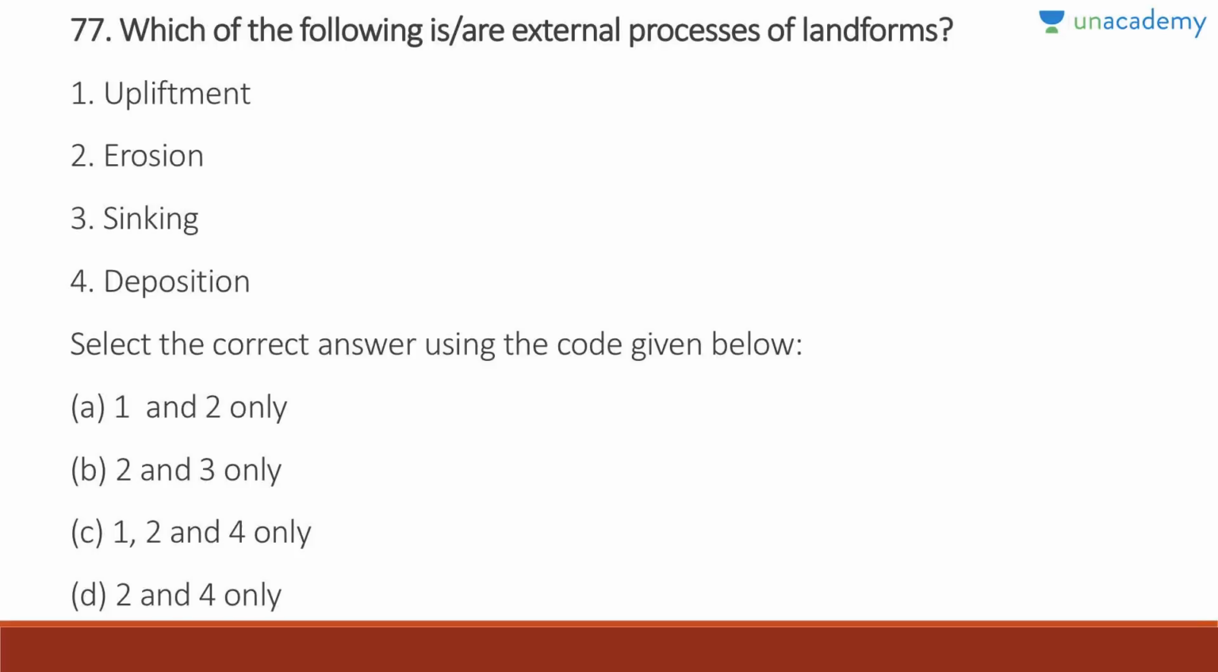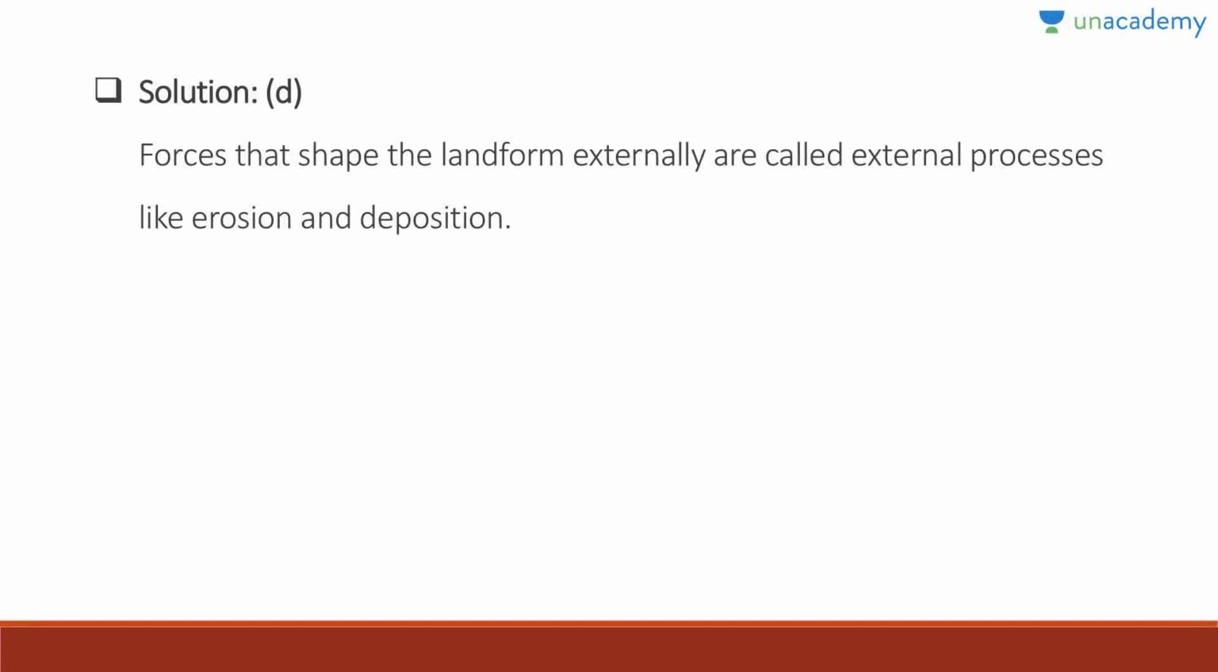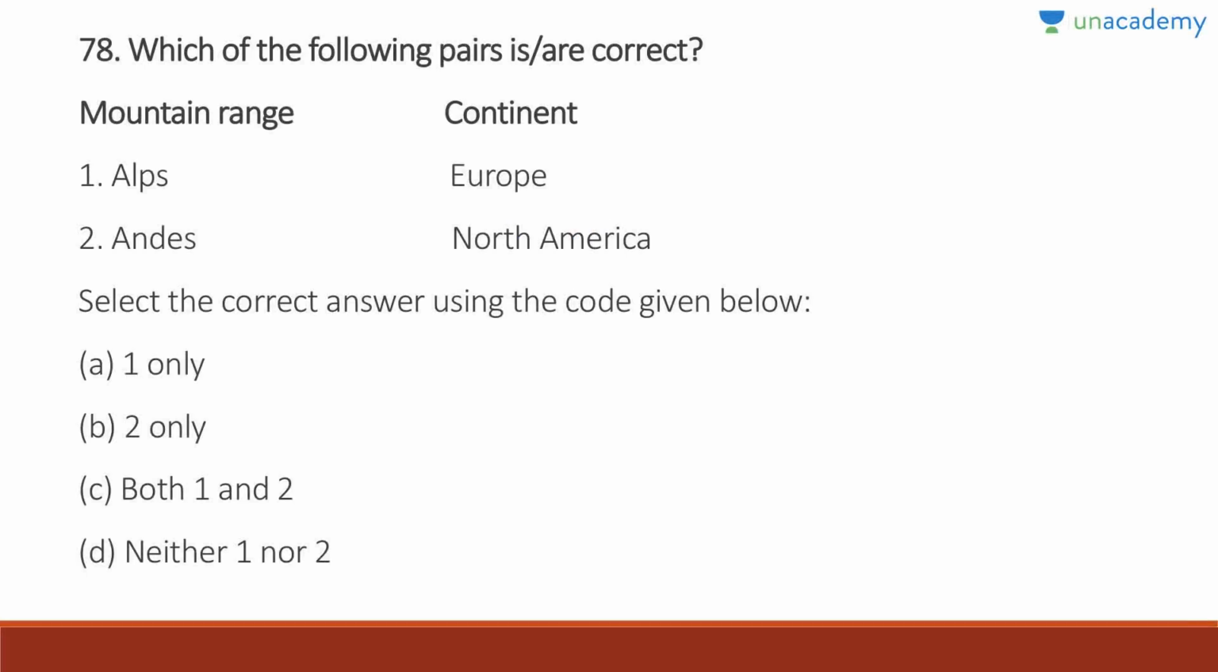Which of the following are the external processes of landform? Upliftment, erosion, sinking and deposition. So here erosion and deposition are the external processes of landforms. So answer here is D, 2 and 4. So forces that shape the landform externally are called external processes. Erosion like soil erosion, deposition means soil deposition or other material deposition, etc.